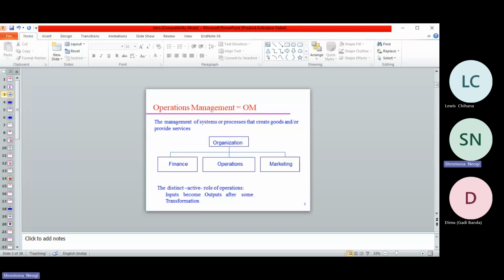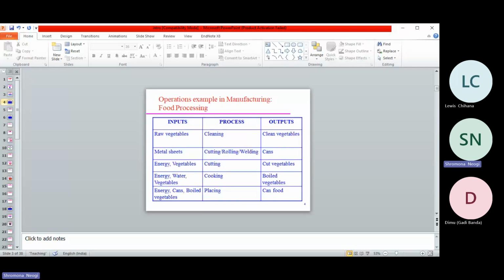So the first thing in an organization with link to operations is to maintain the sync or the link to its strategic objectives. Now, coming to examples of operations in manufacturing, the first one we see here is food processing. Just to develop the idea of what operations actually is, we'll quickly develop the idea of operations and then move on to the topic.